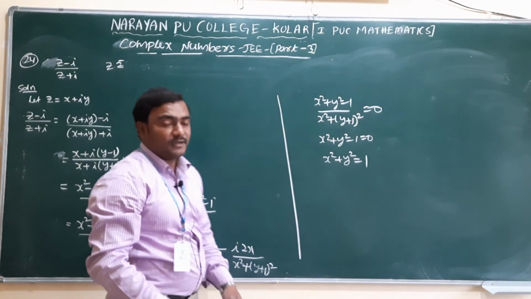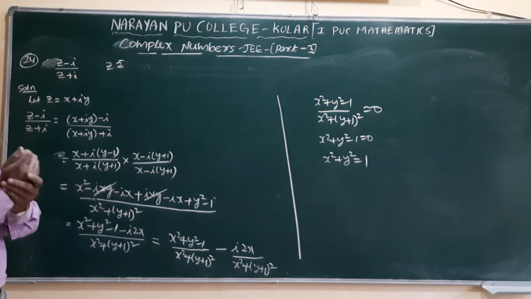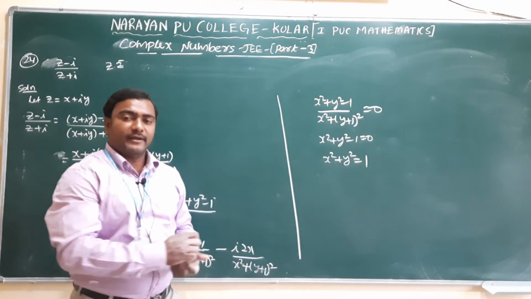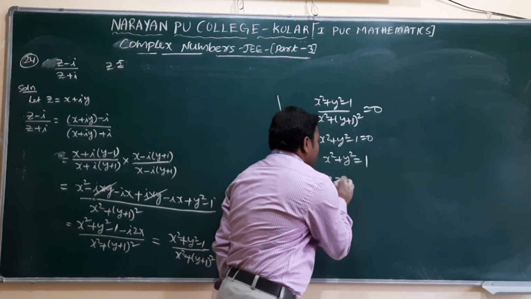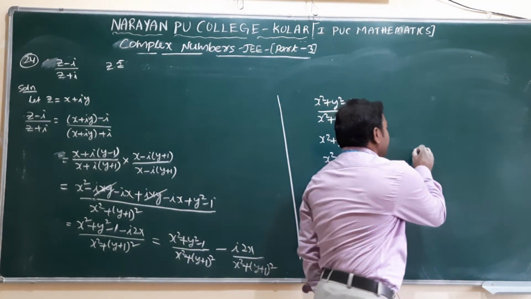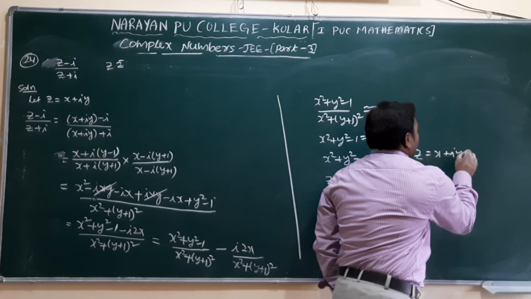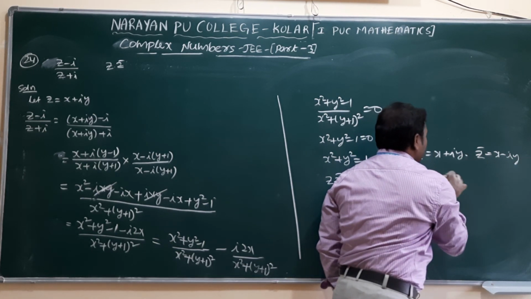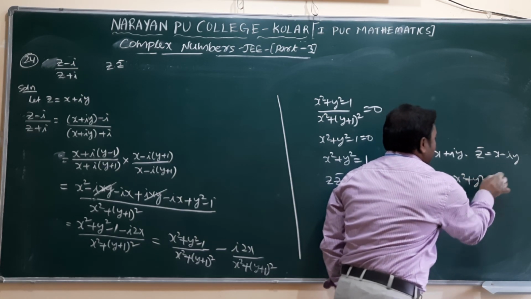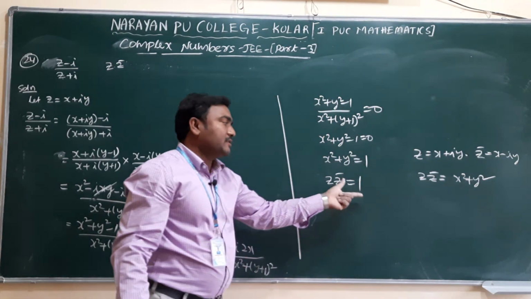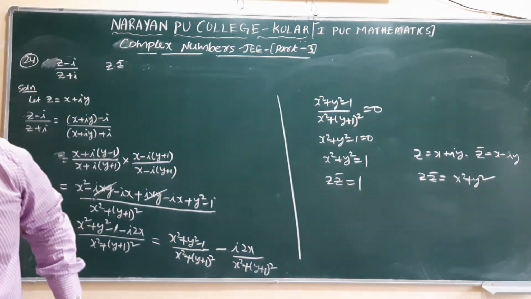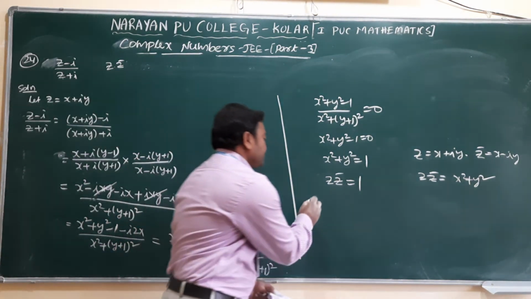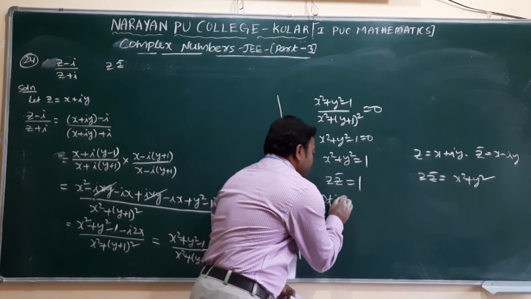We already know the condition: if z is equal to x plus iy and z bar is equal to x minus iy, then z into z bar is x square plus y square. Right. So z into z bar is equal to 1. Here the option B is the correct option. Option B is the correct option.